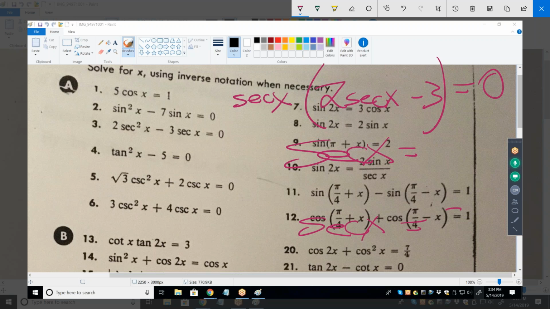Is that right? Is this possible? Let's start with secant x equals 0. Where does that occur? Secant is 1 over cosine x, so that's where the cosine is undefined. So that is 90 and 270.